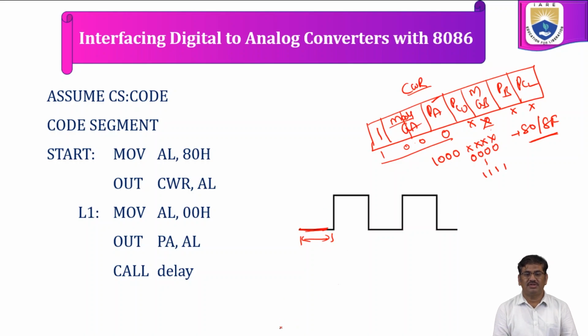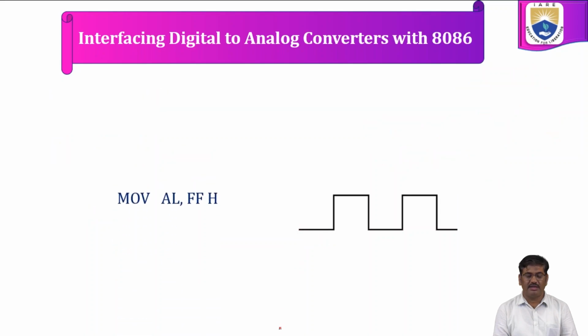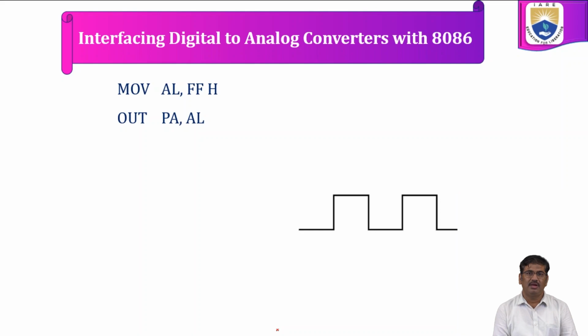For this purpose, we are going to write AL with FF. Then we will send this to port A. After sending FF, again we have to wait for some amount of time, so we will call the delay subroutine. Next, if you want continuous pulses, unconditionally we will jump to loop 1, where again it will send 0, 0. So this generates a series of pulses.